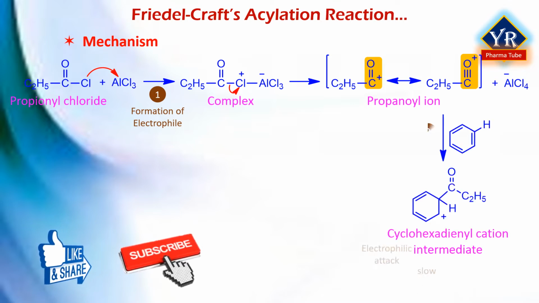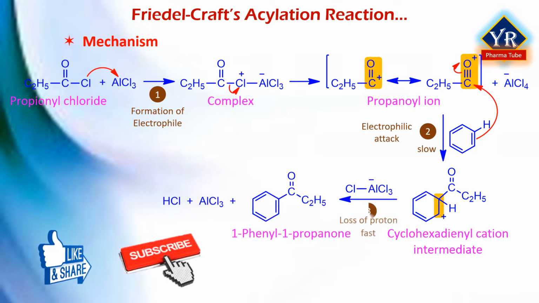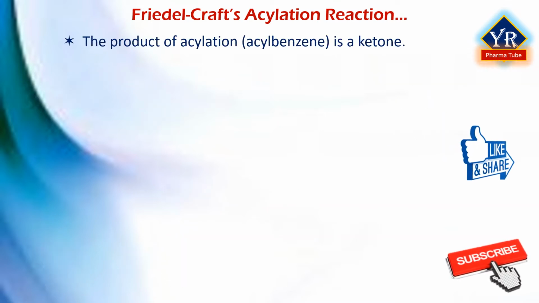The second step is the electrophilic attack, in which the positively charged carbon atom of the propanoyl cation reacts with a pair of pi electrons of benzene to form a cyclohexadienyl cation intermediate. This then loses a proton to restore the benzene's aromaticity to give an aryl ketone known as 1-phenyl-1-propanone in the third step. The product of acylation, that is the acyl benzene, is a ketone.